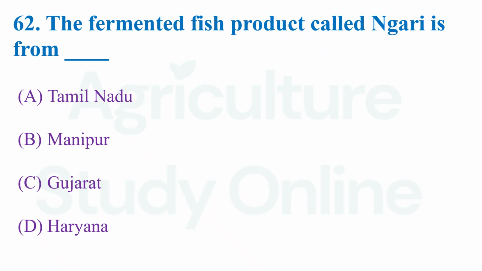Question 62. The fermented fish product called ngari is from dash. So it is from Manipur. It is a traditional fermented fish product. And it is used as a local dish like iromba, or it is made by fermenting fish for a long duration. So correct option will be B, that is Manipur.